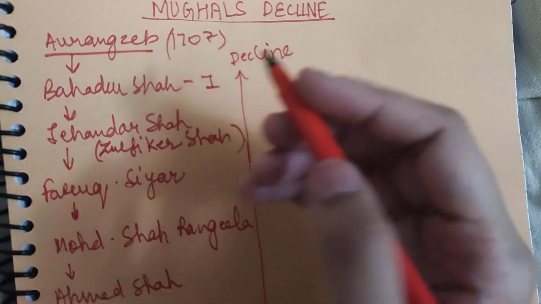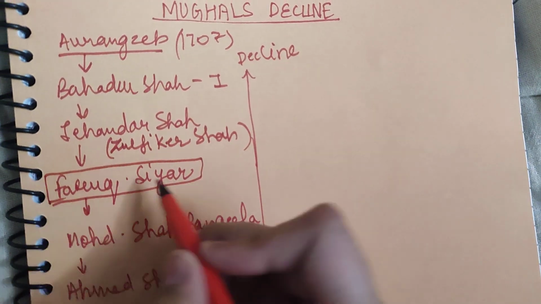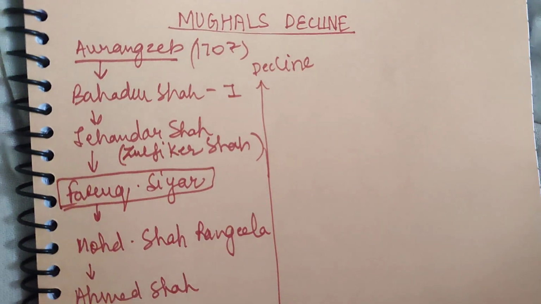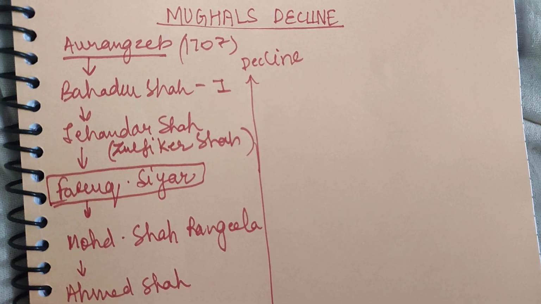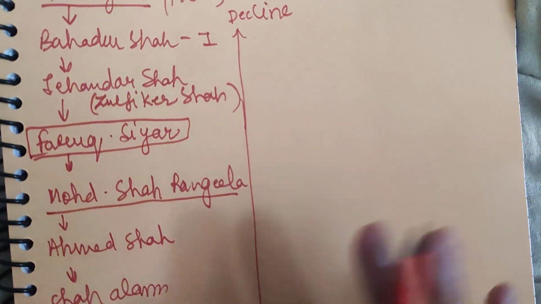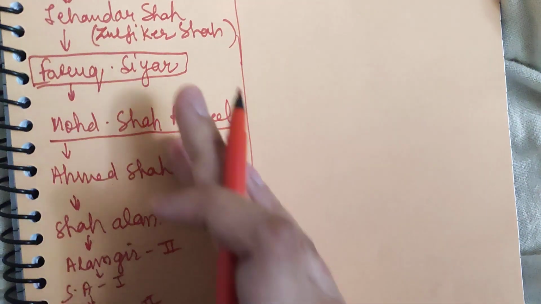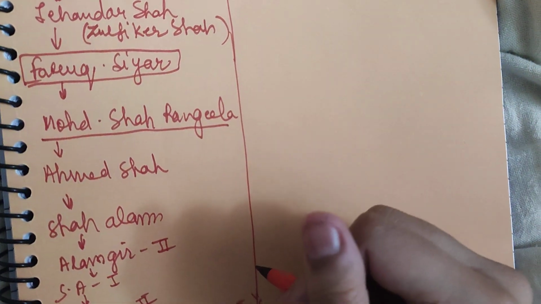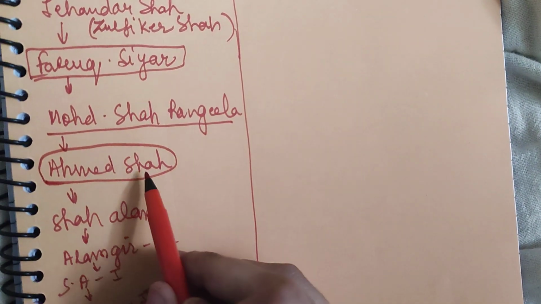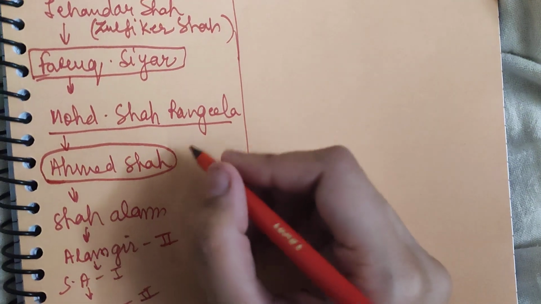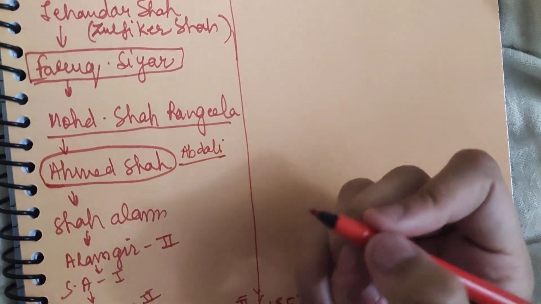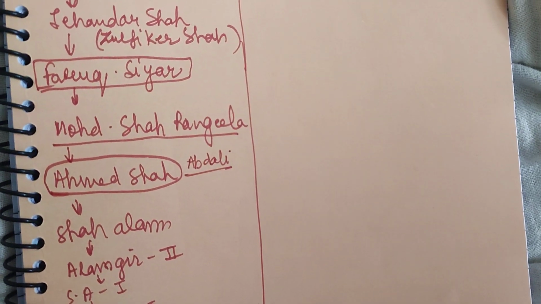And there was this ruler who was called Farooq Siyar. After he became the ruler, this Muhammad Shah Rangila came. He was very relaxed and didn't want to do anything, so there was no major development. Now there was this ruler called Ahmad Shah. During Ahmad Shah, there was Abdali, who started the invasion in the northern area, basically near Punjab and New Delhi.